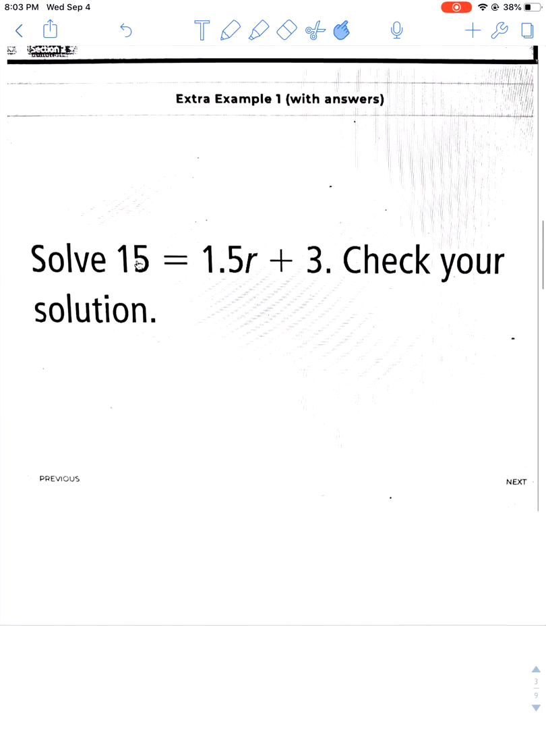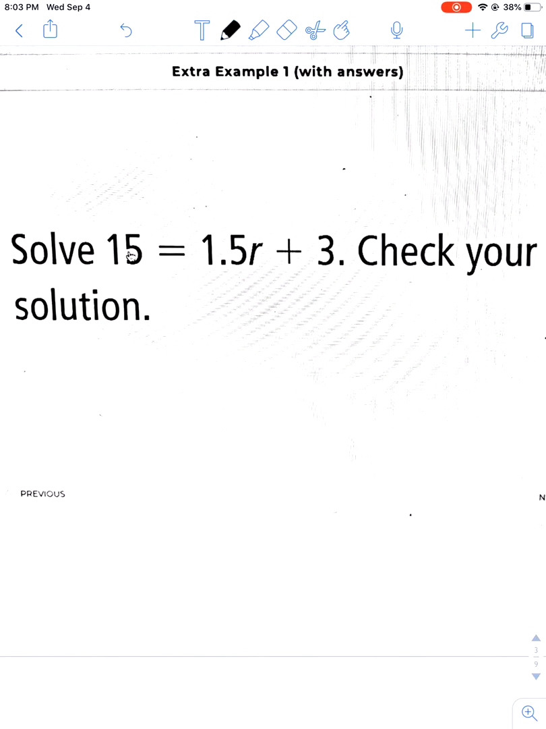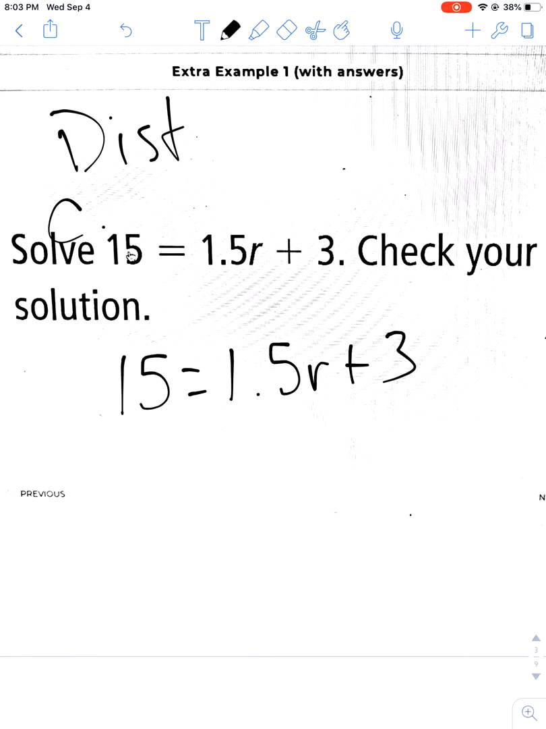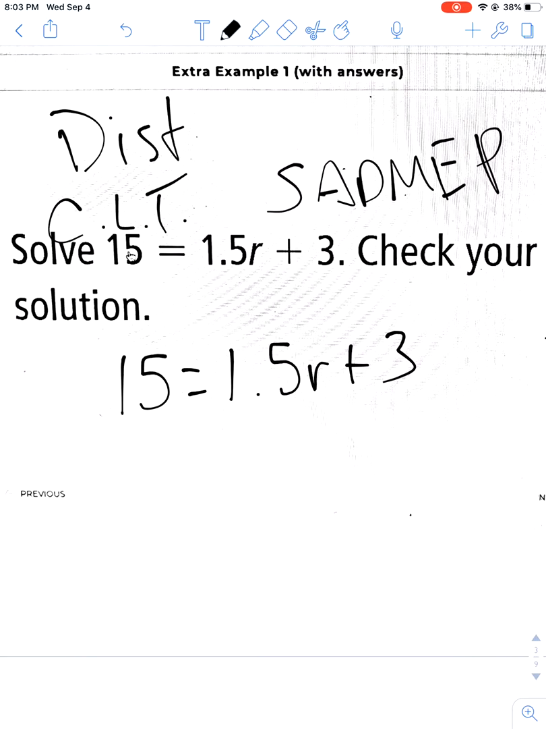Okay. So, similar thing here. So let's check it out. I know we're going to distribute, combine like terms, then use SADMAP. So I look. There's no distributing. There's no combining like terms. So I know I'm going to have to divide here and subtract here. Well, S comes before D, so I subtract first. Whatever we do on one side, we got to do on the other.